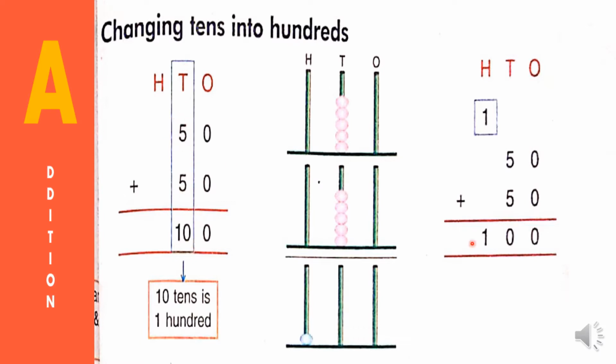Here, observe: 0 plus 0, 0. 5 plus 5, 10. 10 tens is equal to 100. So we are writing 1 in the hundreds column, 0 in the tens column. I will explain you clearly. Okay children?